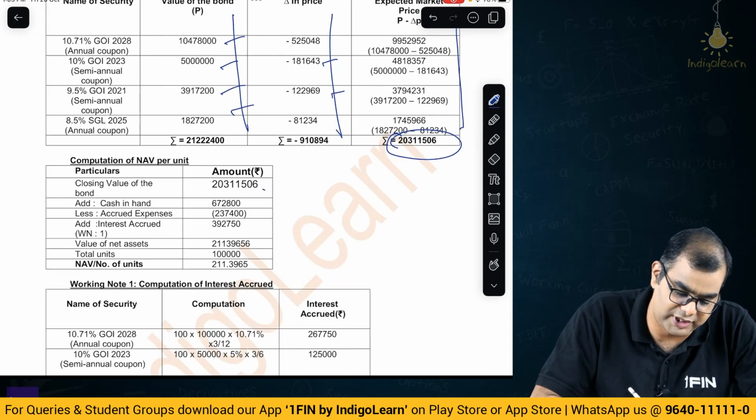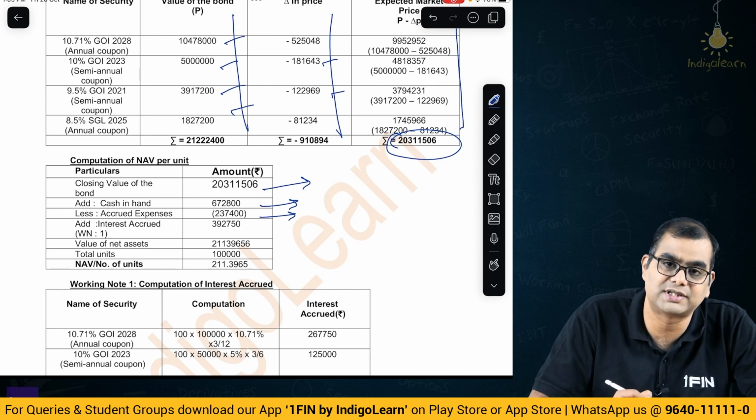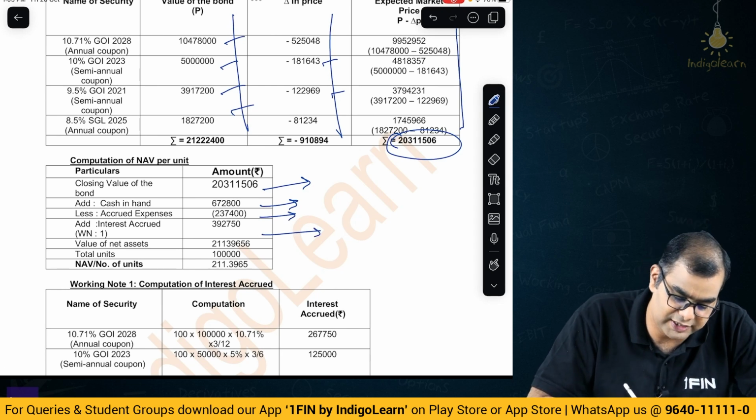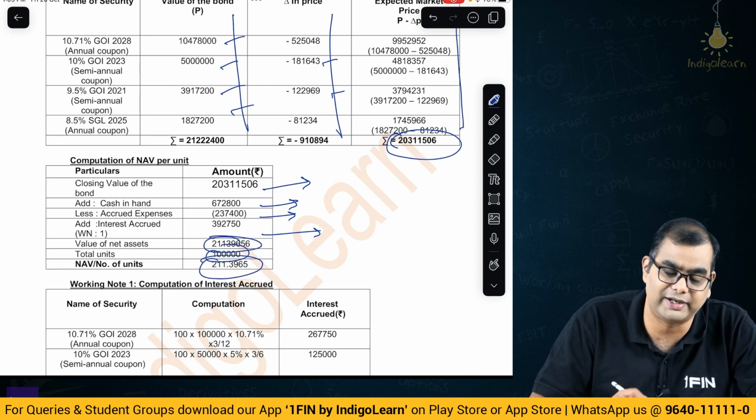NAV is very simple. You take the value of the portfolio, add the cash in hand, subtract the accrued expenses, and also consider accrued interest. That's a very important thing. How do you consider accrued interest? We will look at it in the working note, and then you get the value of the assets, divided by 1 lakh units. You get a per unit NAV of 211.